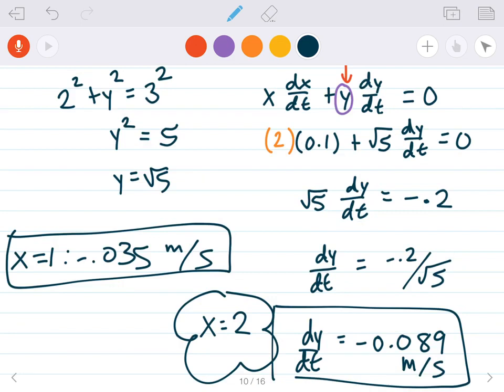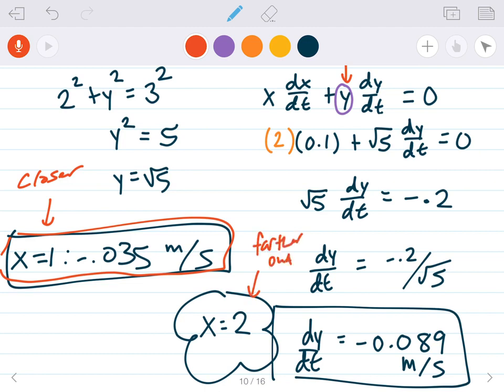Basically, we did something like that here. This is when the foot is closer to the wall versus when the foot is farther out. And what's happening? The speed is increasing, right? Even though this is a negative number, remember, this is a velocity that we're looking at, distance over time. And velocity is just speed with a direction attached to it.